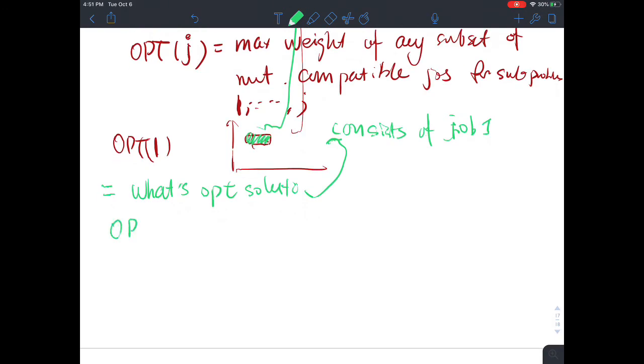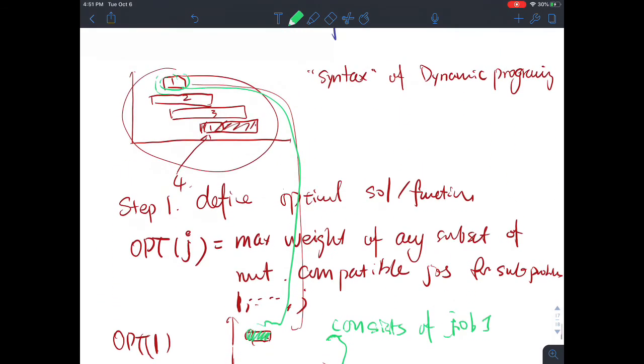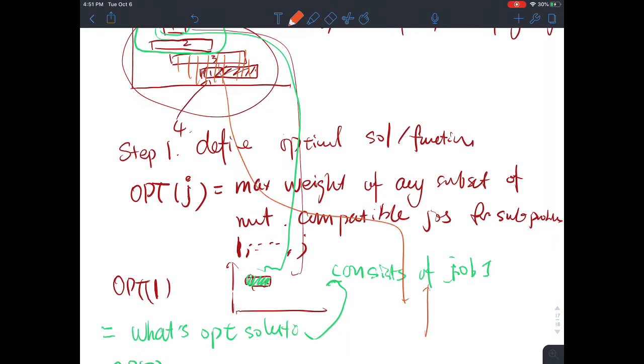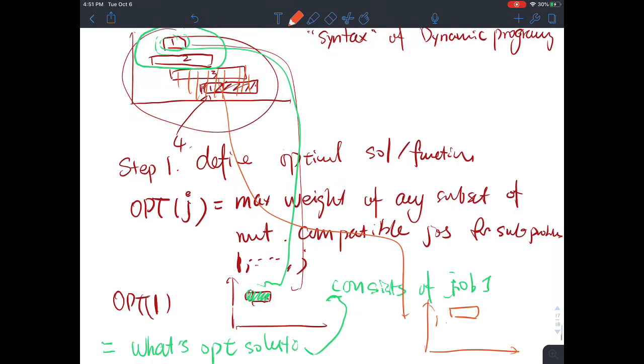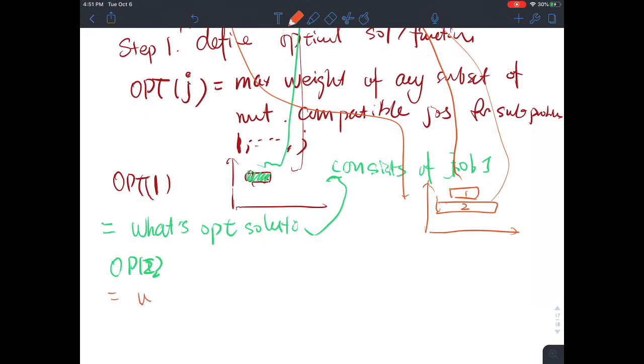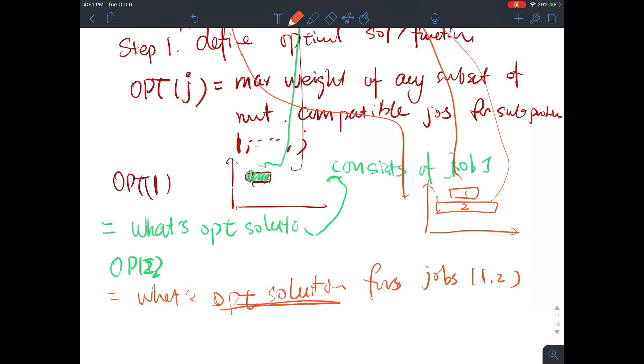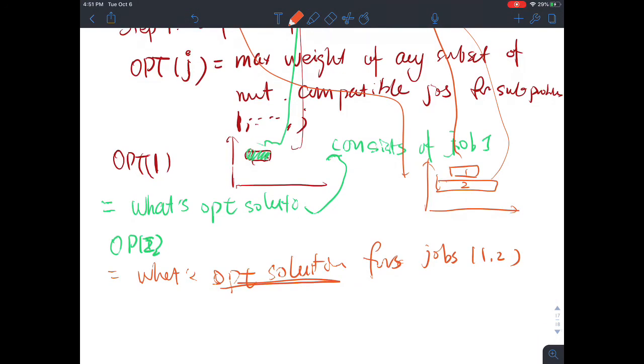Let's also look at OPT(2). OPT(2) means I ask you to solve the problem, but consider only the first 2 jobs. You should pretend the other jobs don't exist. This is 1, this is 2. What's the optimum solution for jobs 1 and 2? When I say optimum solution, I mean I want to find a subset of mutually compatible jobs that maximizes my return.